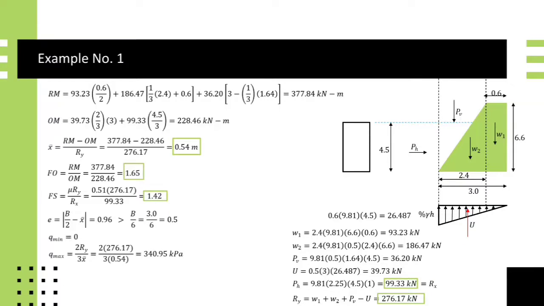2Ry over 3X bar. So yan, titignan nyo, puro substitution na lang siya kasi may Ry ka na, may X bar ka na. So, i-substitute mo lahat ng mga given na yan, makakuha ka ng sagot na 340.95 kPa. That will be your final answer.